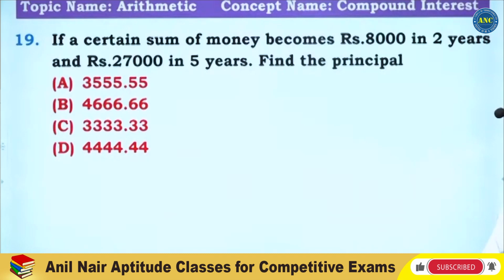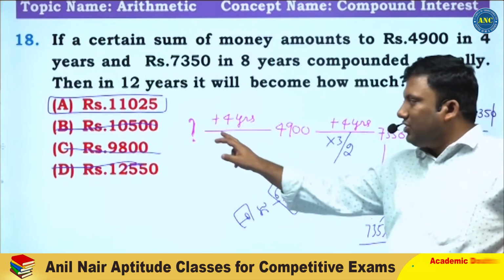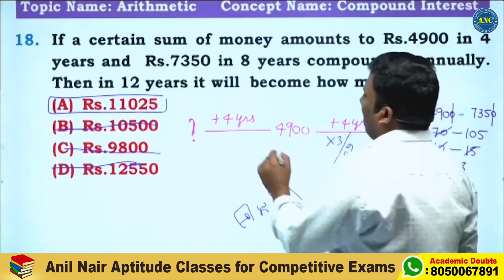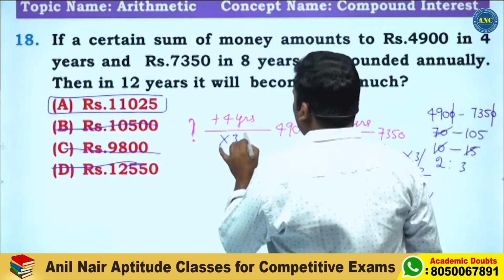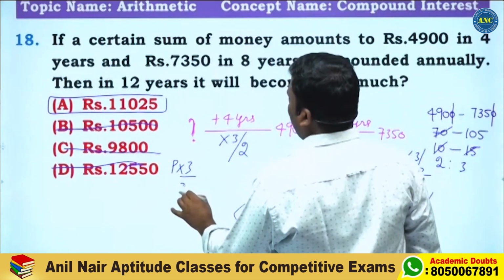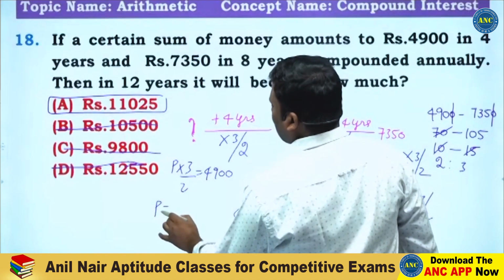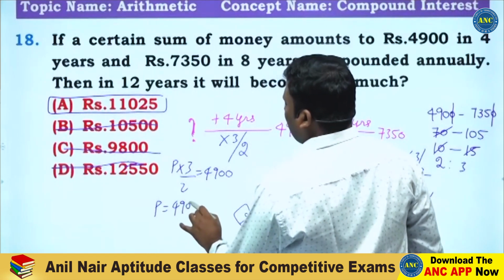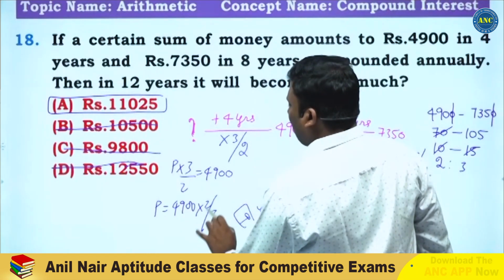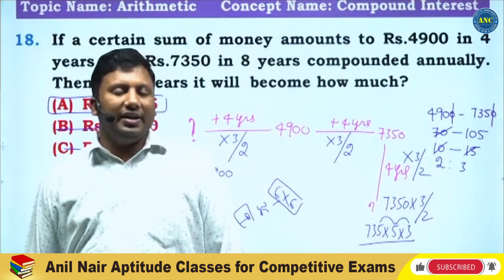Another, just one level above. If a certain sum of money, now in this question, we can also find the principal. How to find the principal? For every 4 years scaling factor is 3 by 2. 4 into 3 by 2, it is 4,900. So 4,900 into 2 by 3. This is the principal. I hope the idea is clear.